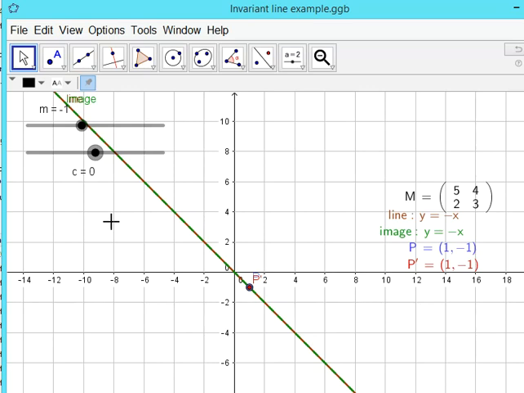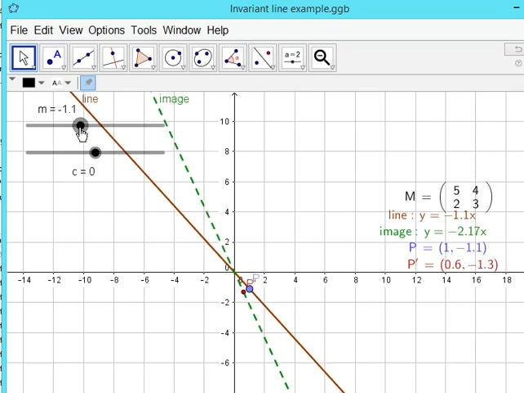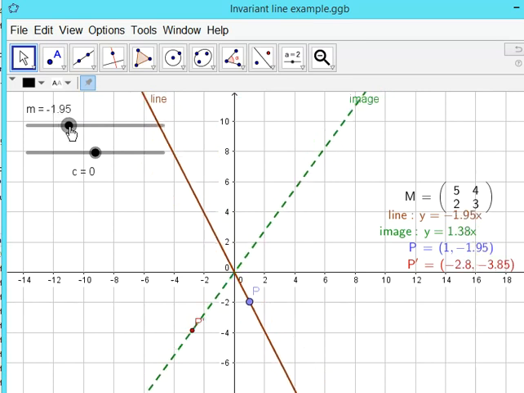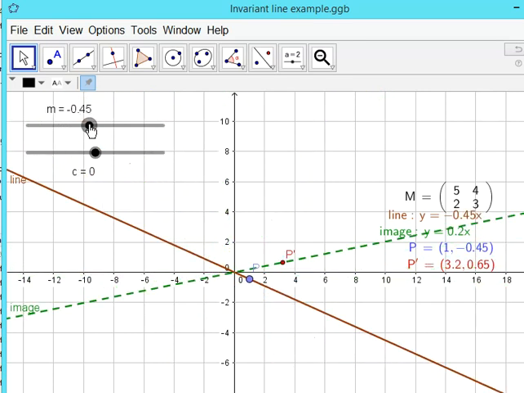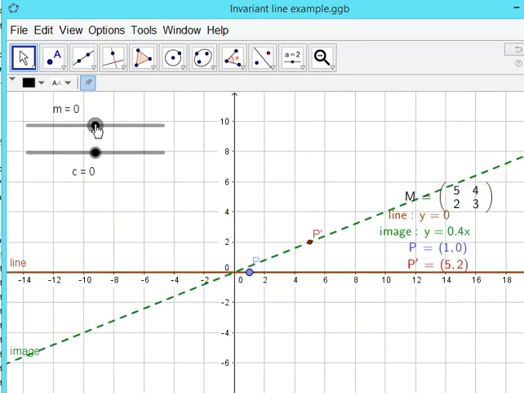Are there any others that do this? Any other lines? Well, I'm going to have a look and see by sliding along. Okay, so not if it's more negative. Let's have a think about if it becomes positive.